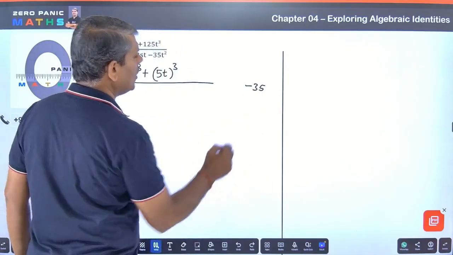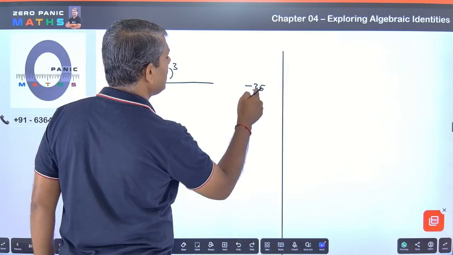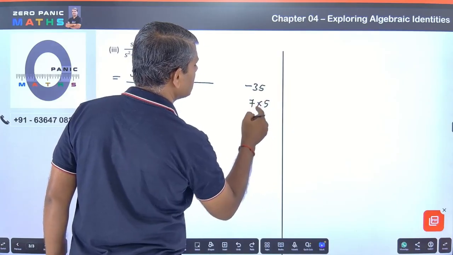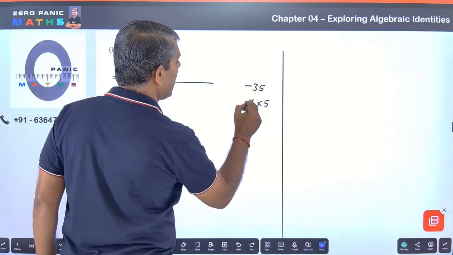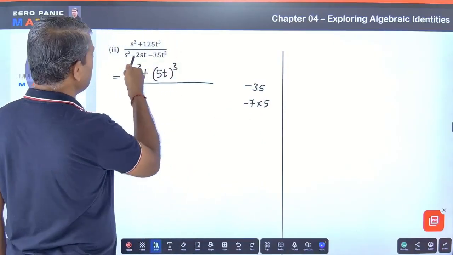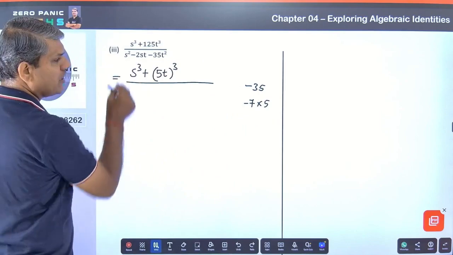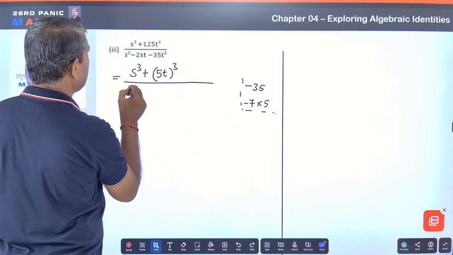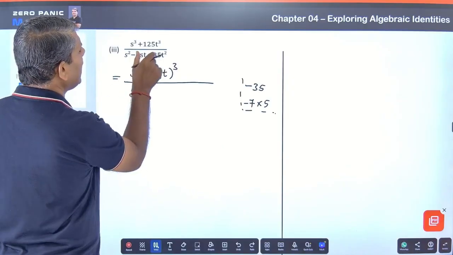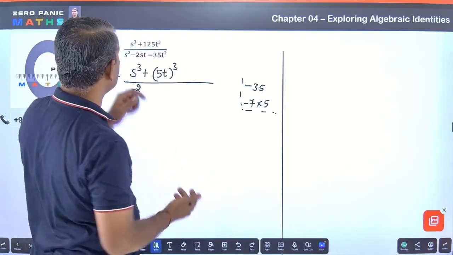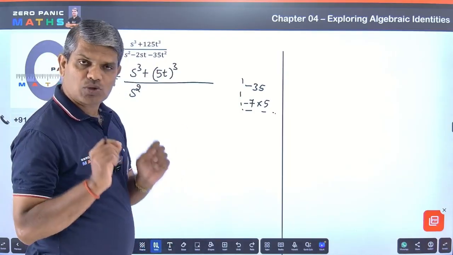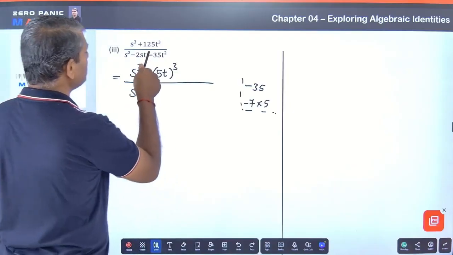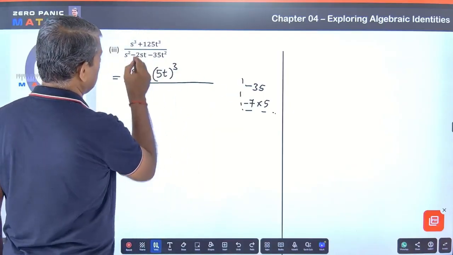What are the two factors that multiply to give 35? It is 7 and 5. 7 fives are 35 and 5 minus 7 will give me minus 2, the middle term. Hope you are getting this. Now why did I not go to any of the identities? Because the first and last terms, which are the squares, are not perfect squares. 35 is not a perfect square of any integer. So that's the reason I went to this middle term splitting.